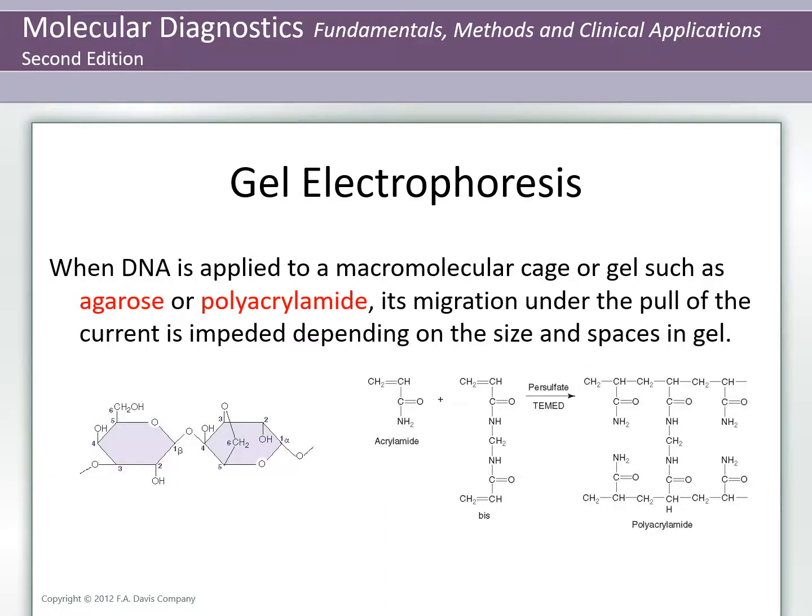Each phosphate group of the DNA polymer is ionized, making DNA a negatively charged molecule. So under an electric current, as mentioned before, DNA will migrate toward the positive pole, the anode. When DNA is applied to a macromolecular cage such as agarose or polyacrylamide gel, its migration under the pull of the current is impeded depending on the size of the DNA and the spaces in the gel. Because each nucleotide has one negative charge, the charge-to-mass ratio of molecules of different sizes will remain constant. DNA fragments will therefore migrate at speeds inversely related to their size.